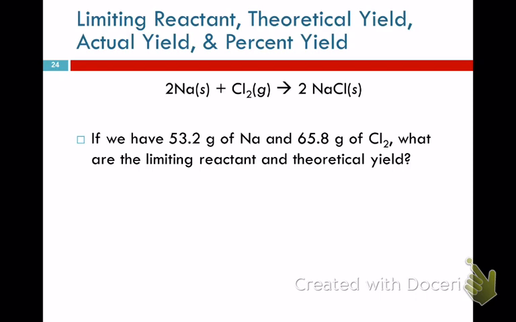The amount that you get out of the reaction is known as the theoretical yield. The thing that stops the reaction from continuing because it runs out is known as the limiting reactant. And these are terms that we mentioned last time. Now we're just going to apply that to chemicals instead of pancakes, baking soda, and flour.